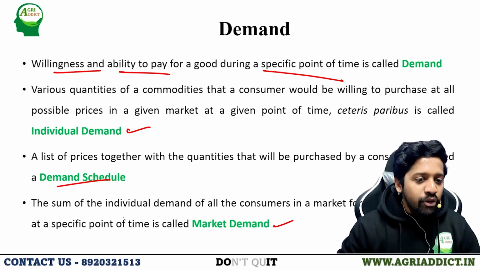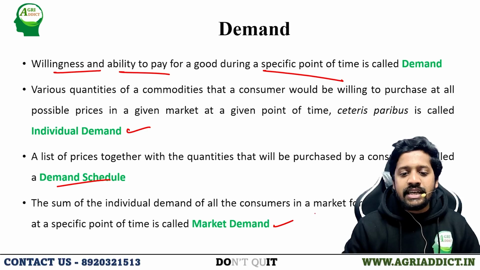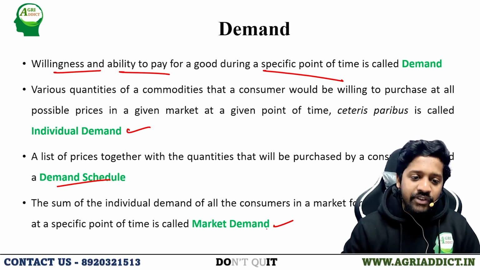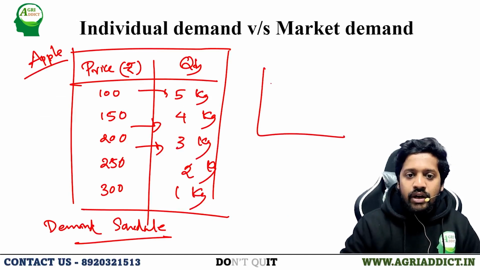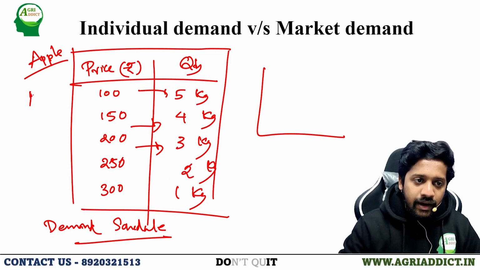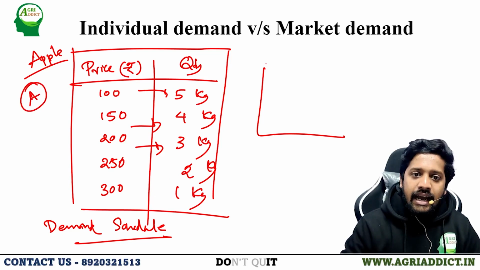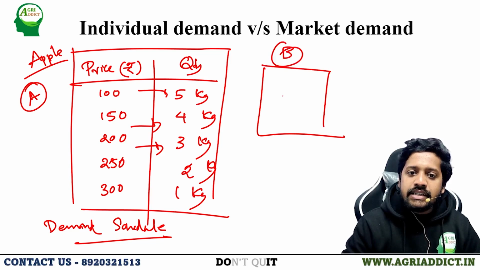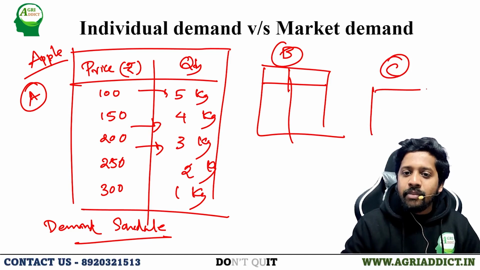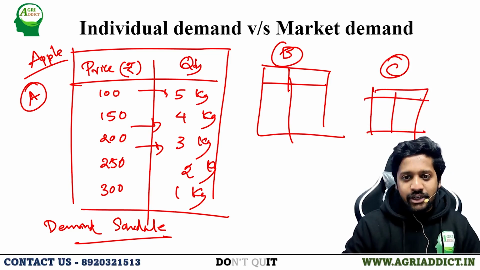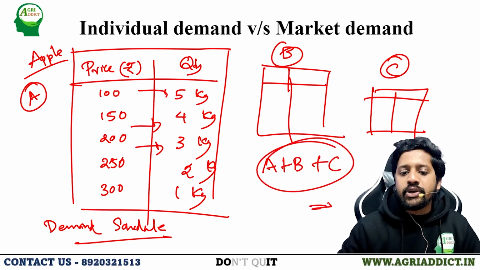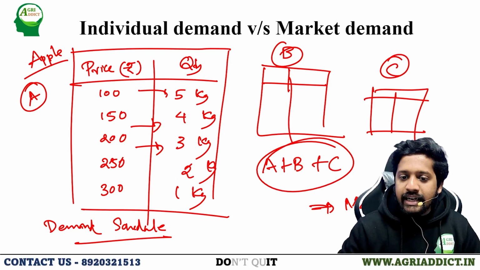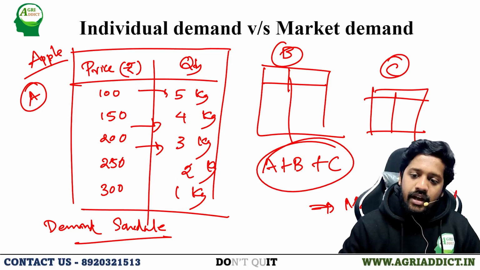So the sum of the individual demand of all the consumers in a market for a given commodity at a specific point of time can be considered as market demand, right? So let this be consumer A, that is me, and another person is there and he will be having a different demand schedule, right? Another person in the market will be having a different demand schedule. So the summation of every consumer's demand schedule will be resulting in the market demand. I hope the concept is clear.